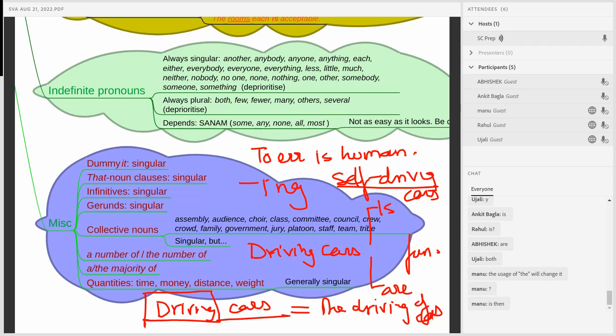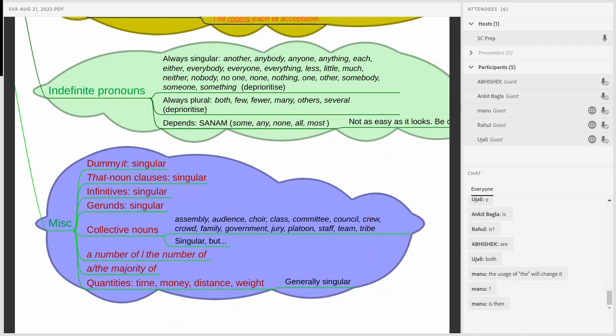But I don't want you to lock yourself into thinking that collectives are always singular. So I want you to be a little open-minded on this. Let me give you an example. The traditional way to decide whether you go singular or plural on collective nouns is to ask yourself, is the group acting together or is it acting as individuals? Let me give you an example.